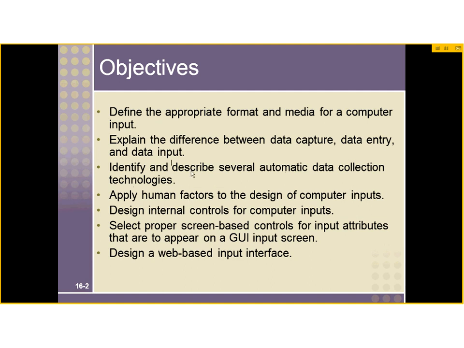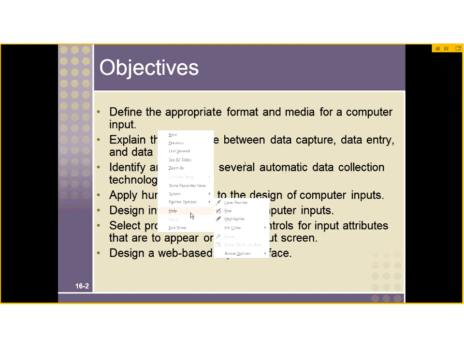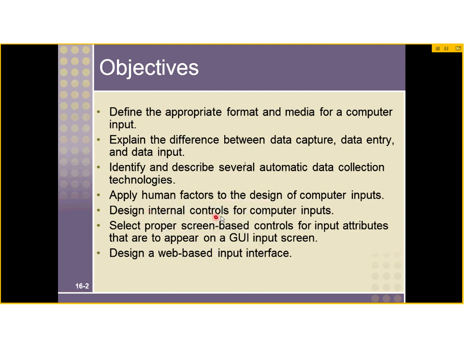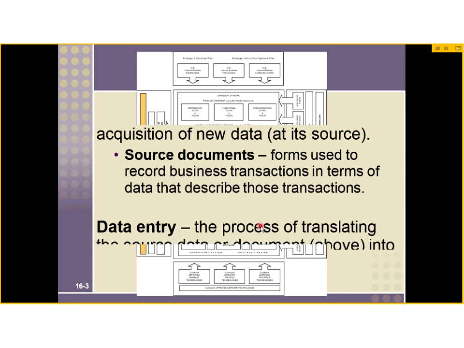We'll talk briefly about the psychological aspects, about the human factors of the computer inputs. Another thing we'll talk about in this chapter is the internal controls for computer inputs. The internal controls are used to make sure that all the input entered in the system is correct and complete. We'll talk about them. And finally, we'll talk about the GUI controls, all the common controls and guidelines of when to use what control. And finally, we'll see how to design an interface.